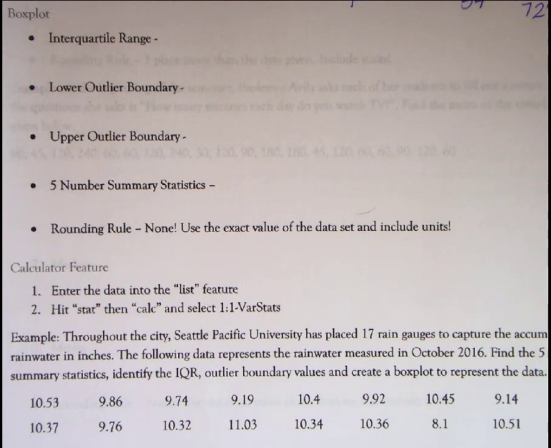A box plot is often also called a box and whisker plot. It is another visual representation of data. There are a lot of key features that we need to know in order to be able to create our box plot. The first is an interquartile range.